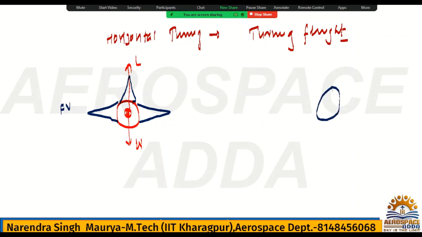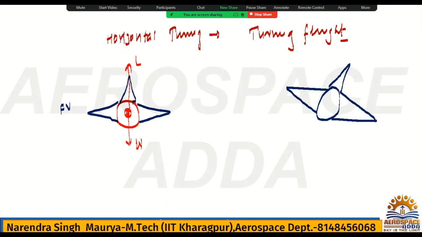Okay, as I told you, I am not good in drawing, but I will try my best to draw properly. That aircraft is not banked actually. It will have a banking angle. Turning flight is also called a banked turn, right? So it is banked from the vertical.